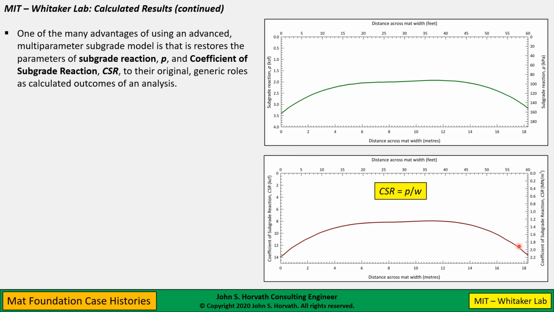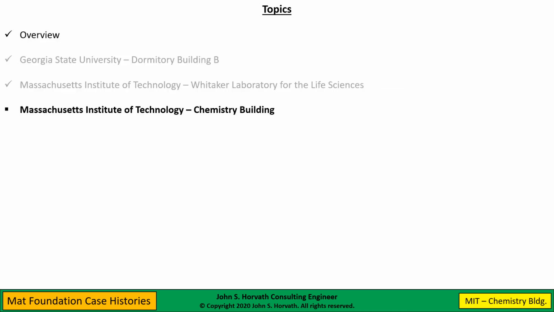So if you will, this is the variation in the spring stiffness beneath this mat. Obviously not uniform, but we would have guessed that going in. So this is a very important point to again emphasize. One of the many, many benefits of using a multi-parameter subgrade model is that everything is restored to its generic self. You get subgrade reaction, you get the coefficient of subgrade reaction as calculated outcomes. You don't have to assume or guess these things beforehand.